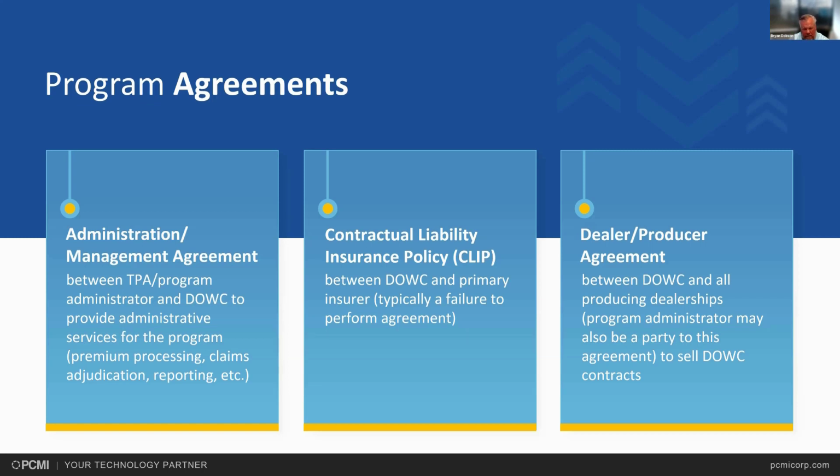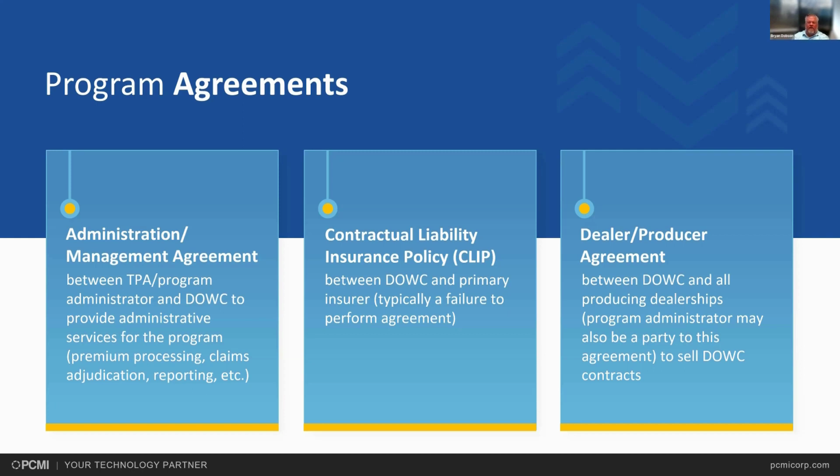The second agreement is your CLIP, or your contractual liability insurance policy. And that agreement is actually between the DOWC and the primary insurer. So again, as I mentioned before, to have a rated carrier, you're just going to have this CLIP to provide the DOWC backup to make sure that in the event it fails, you have that contractual liability policy there.